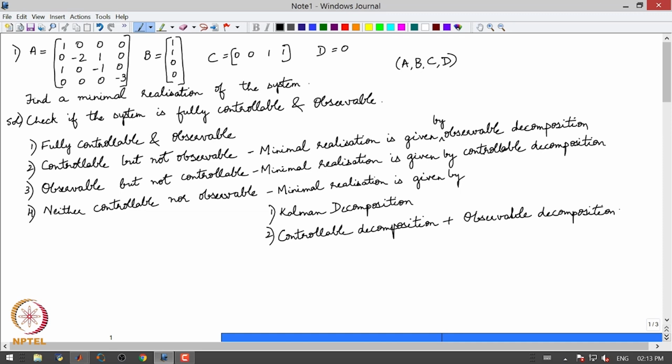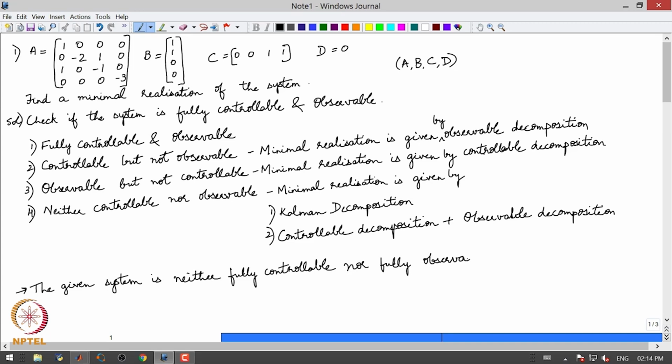So, if we take this system, this is the given system, is neither fully controllable nor fully observable. You can check this using the controllability and observability matrices. The rank of those matrices will tell you that this system is neither fully controllable nor observable.